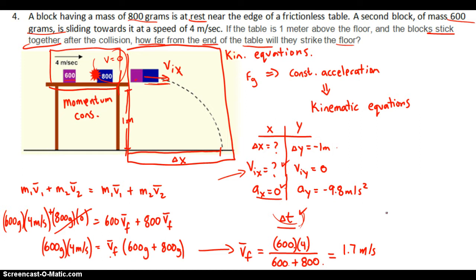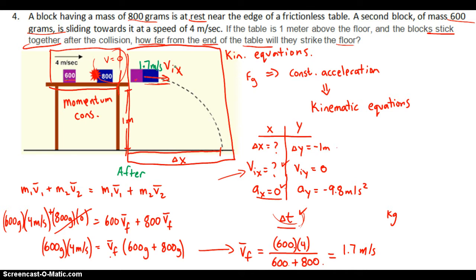If you ever don't know what to do, always keep it in kilograms. So that's our standard unit. Okay, so we just found 1.7 meters per second. Now we said that's our final velocity, the final velocity after the collision. Meaning, before the collision, this block was at rest, and this was moving 4 meters per second. After the collision, they're moving 1.7 meters per second.